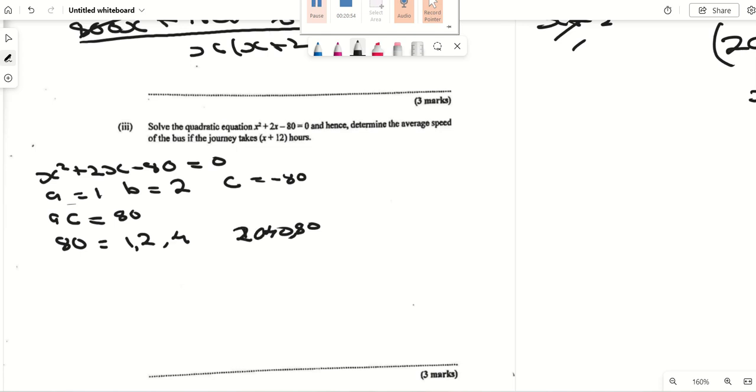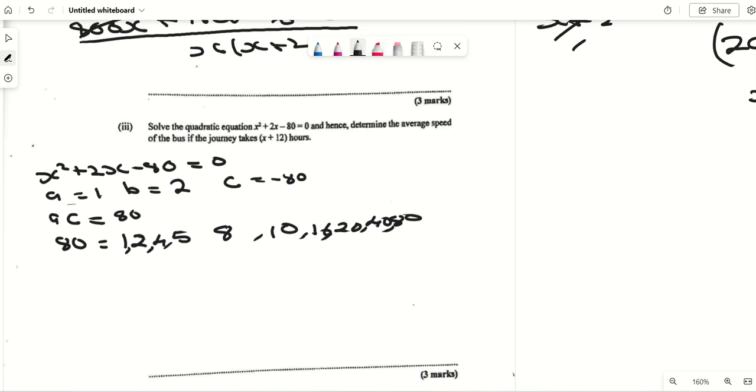5 could go into 80 16 times. I need to make this a little bit bigger. So 1 by 80, 2 by 40, right? Not 3, but 4. 4 by 20, 5 by 16, 6 cannot go into 80, 7 cannot go into 80, but 8 could go into 80. 8 by 10, right, is 80. So we now know all our factors of 80.